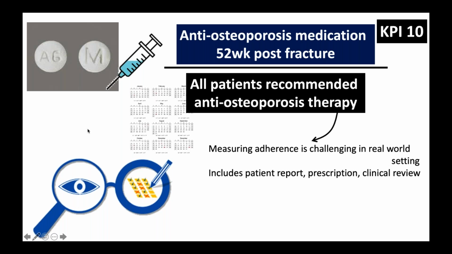Okay, so the penultimate one is the 1-year check, and this is probably the most challenging one because it's a year since their fracture. People could have moved, they could have died, lots of different barriers. But actually, at the end of the day, if they're not on treatment for at least a year, you're not going to get the benefit from therapy. So all of the other KPIs have been put in place to optimize your chances of scoring well here.